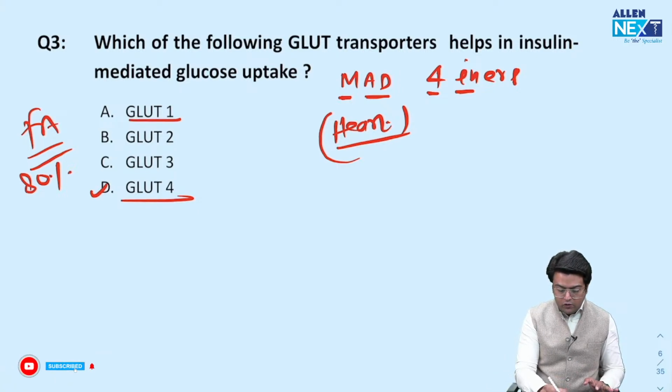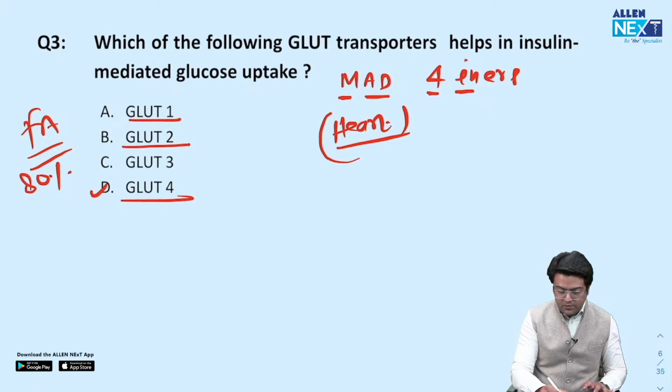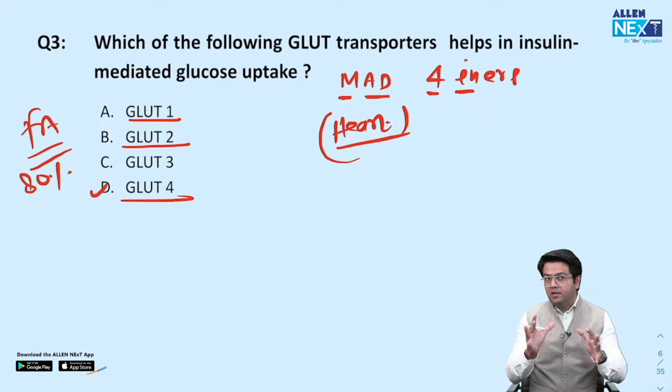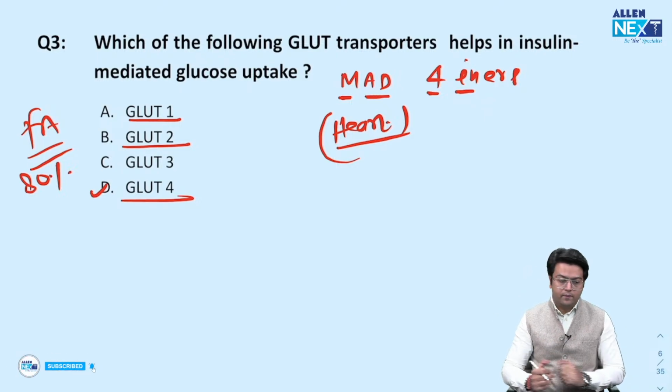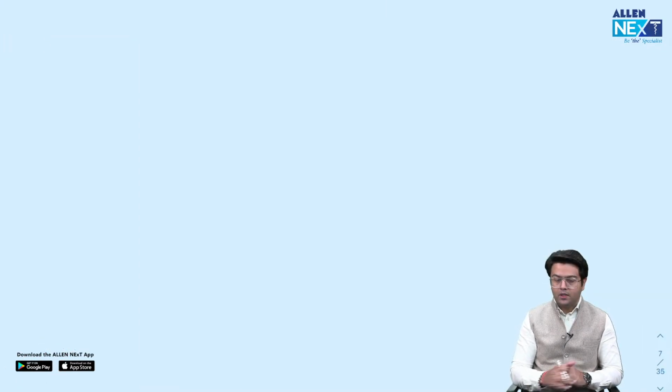And also remember GLUT1, that is present in RBC and blood-brain barrier. Okay, and what is special about GLUT2? It is in beta cells of pancreas and liver. And guys, in the liver it is bidirectional, means it can take glucose, it can give glucose. Correct? Okay, so that is your question number 3. Fine.